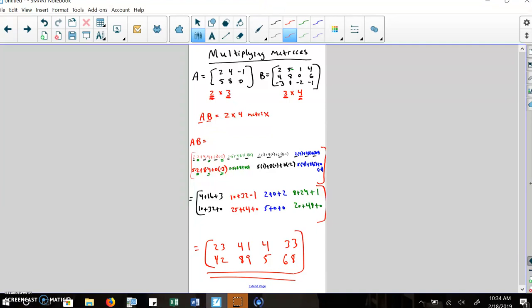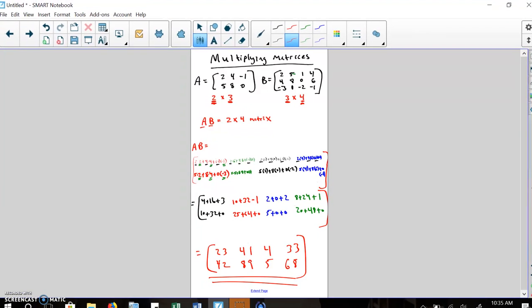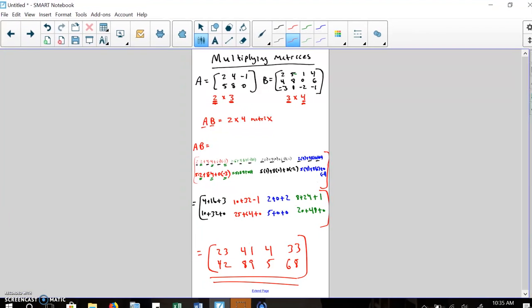So that's how we go through and multiply these matrices. I will show you one more, although I'm going to do that in another video, and then real quickly I'll show you how to do this on a calculator as well.